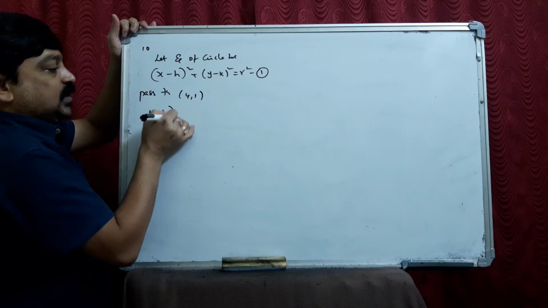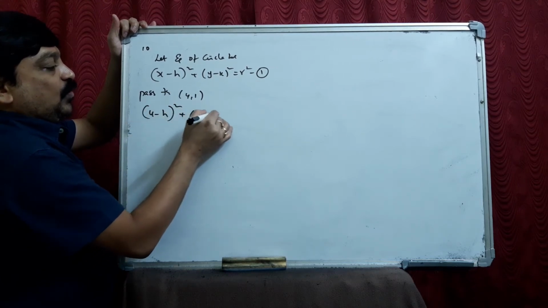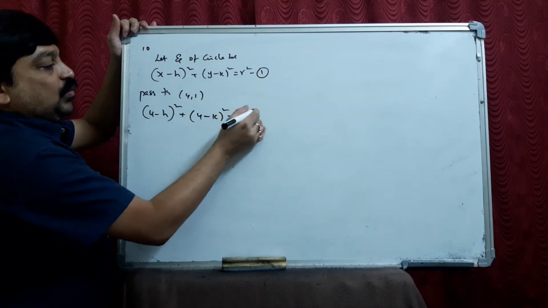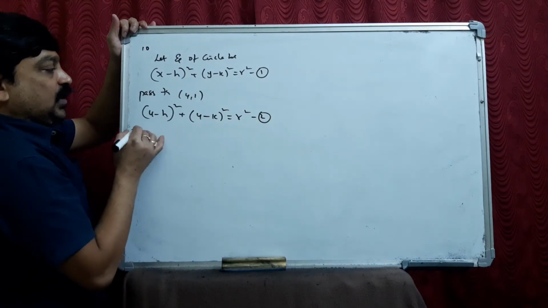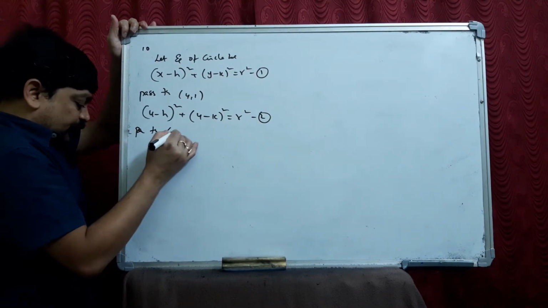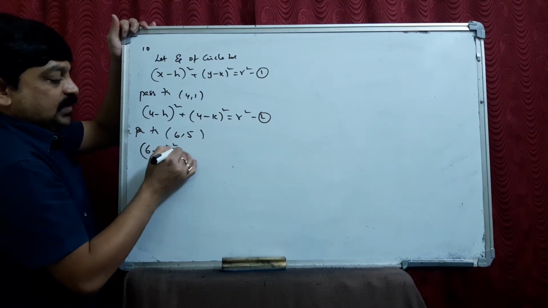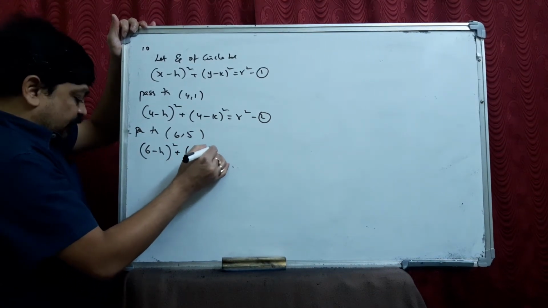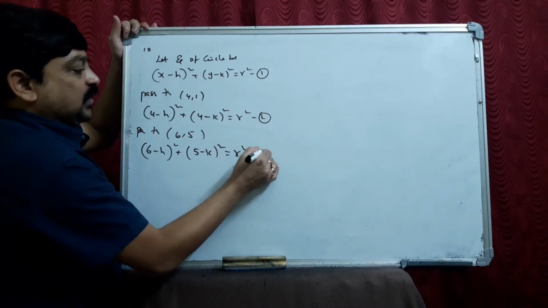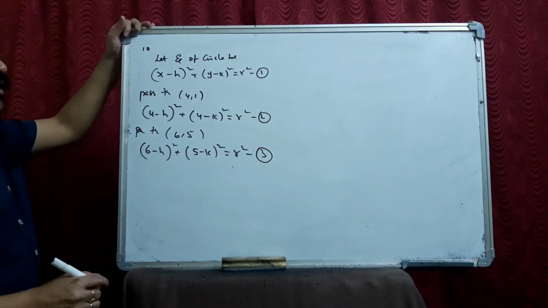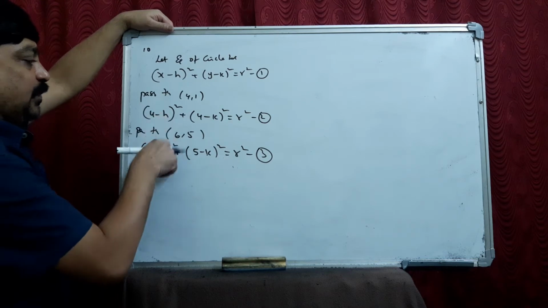So (4 minus h) whole square plus (4 minus k) whole square equal to r square. Keep it as equation 2. In the same way, it passes through (6, 5). Substitute in the place of x and y: (6 minus h) whole square plus (5 minus k) whole square equal to r square. What I do is, I eliminate r by subtracting both.